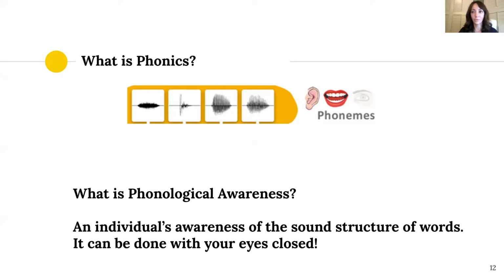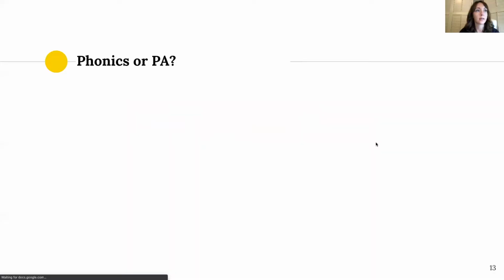But just for your knowledge, phonological awareness is all of those sound skills: rhyming, counting how many words are in a sentence, syllables, dividing syllables. And phonemic awareness has to do with phonemes, one single sound. So when we're manipulating at the sound level. We'll talk about those two things in a moment.